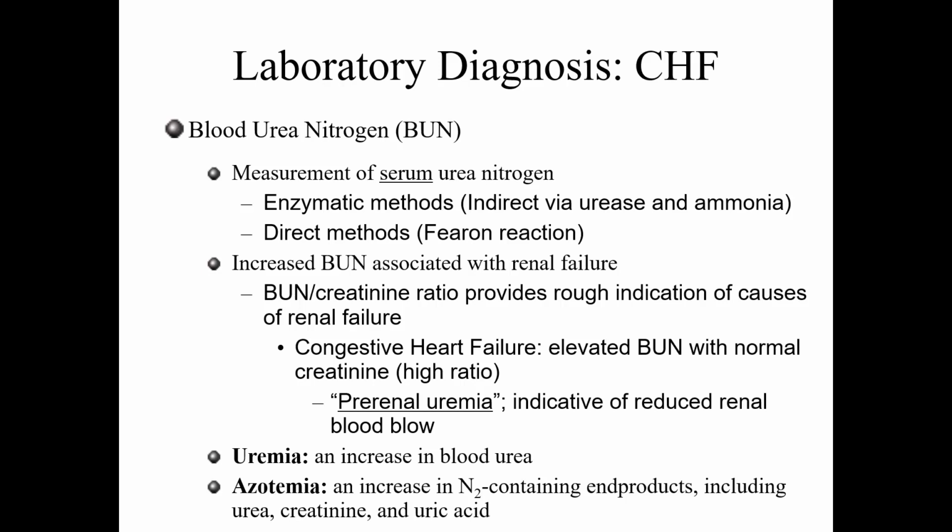In congestive heart failure, you have an elevated BUN with normal creatinine, and a high ratio is indicated. Pre-renal uremia is indicative of reduced renal blood flow. Uremia is an increase in blood urea. Azotemia is an increase in nitrogen-containing end products, including urea, creatinine, and uric acid.